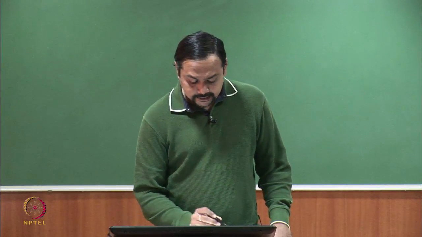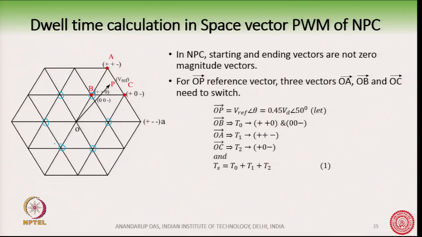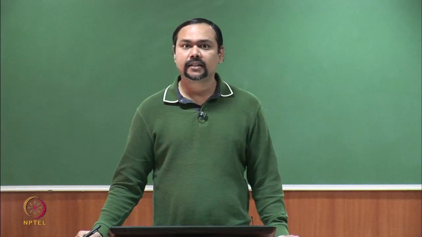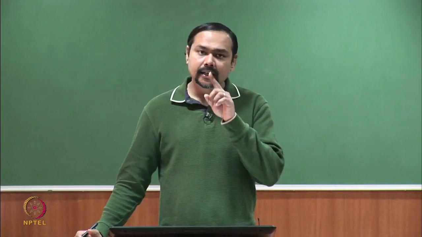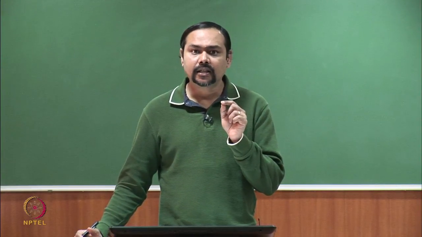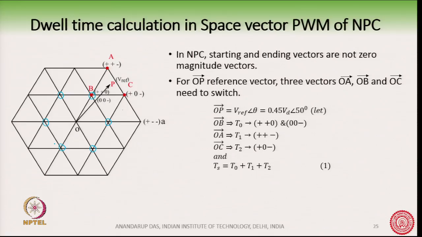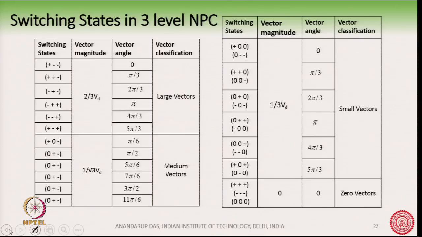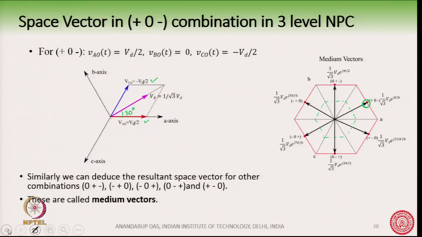Now, note that these starting and ending vectors, if you remember the 2 level space vector diagram, were both of magnitude 0 vector. We had started from, if you remember the 2 level space vector diagram, let me go back to that slide.